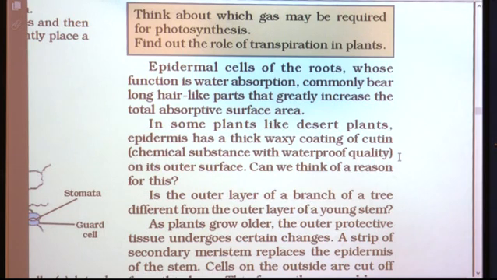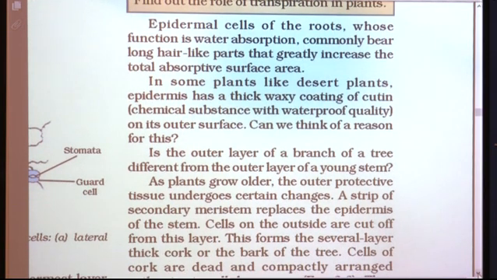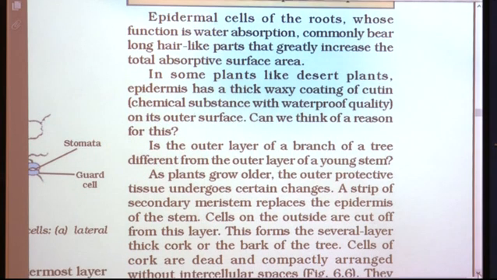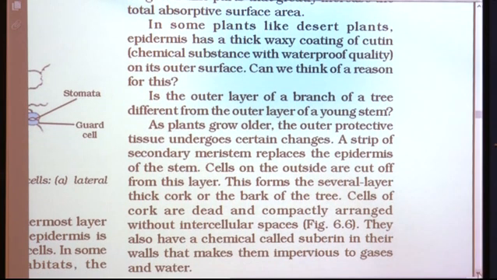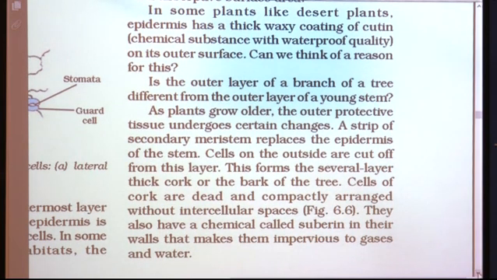As you know, desert plants face too much temperature and less availability of water. So, to survive in this adverse condition, the water present in these plants should not get lost. For that the epidermis has a thick waxy coating made up of cutin. That is why the presence of cutin helps in protecting the plant from extreme heat and from loss of water.